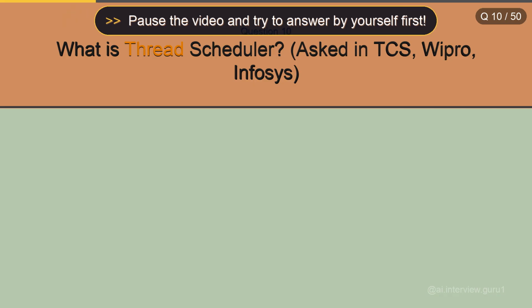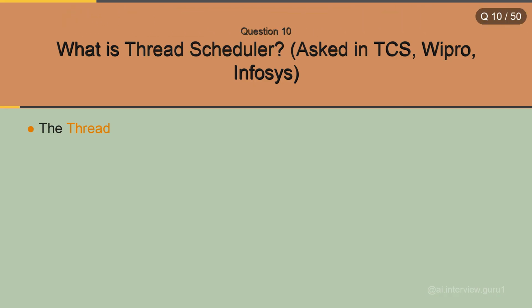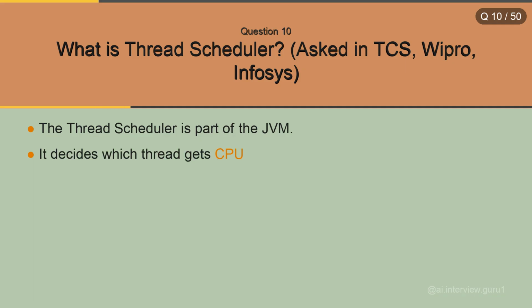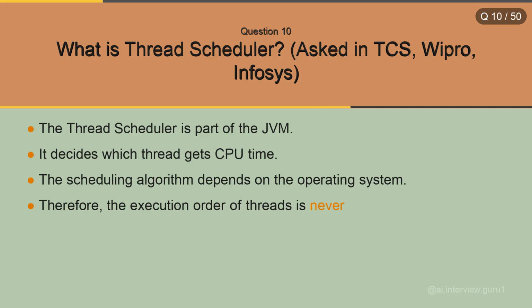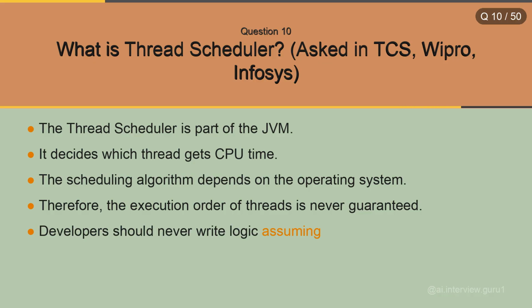What is thread scheduler? The thread scheduler is part of the JVM. It decides which thread gets CPU time. The scheduling algorithm depends on the operating system. Therefore, the execution order of threads is never guaranteed. Developers should never write logic assuming a fixed execution sequence.